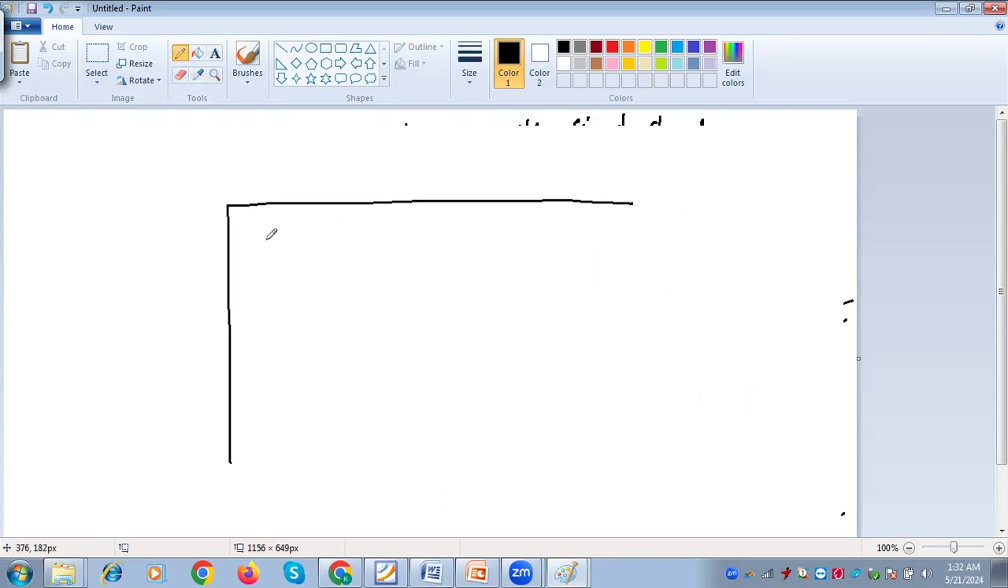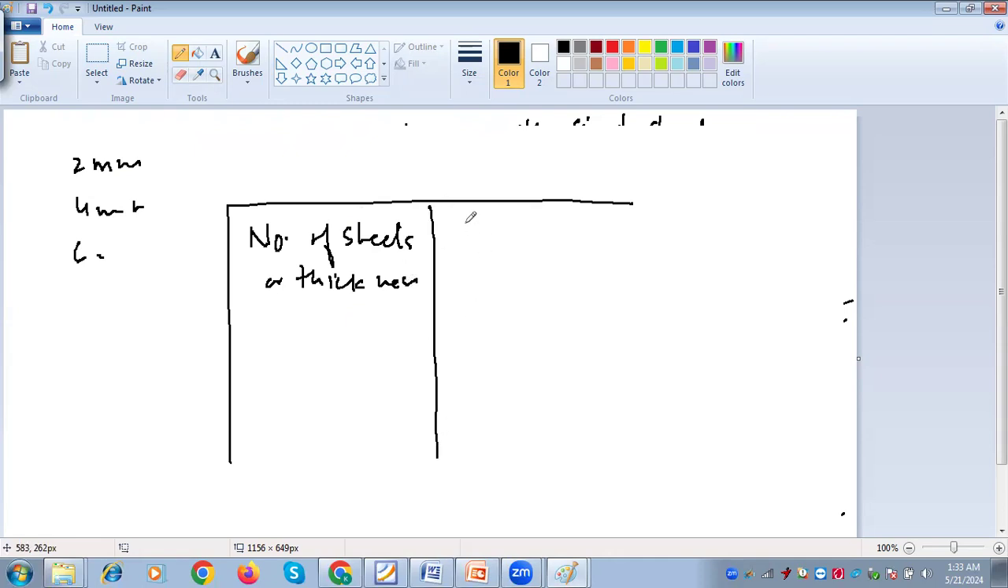Number of sheets, because other factors are the same. Number of sheets, or you can write thickness also. Like one sheet is 2 millimeter thick. So when you increase the thickness, double the sheet. So 4 millimeter, 6 millimeter. Number or thickness you will record, and melting time.